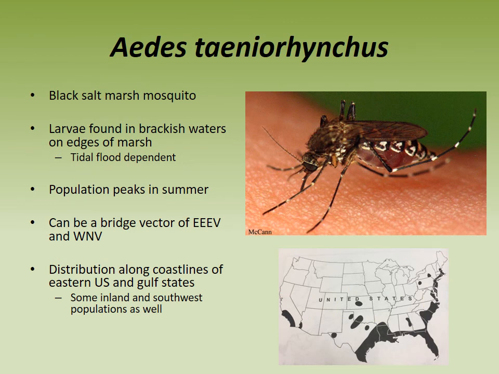Aedes taeniorhynchus, the black salt marsh mosquito, also found in those brackish water edges. Populations peaking in the summer. Bridge vectors for Tripoli and West Nile, and a similar distribution in the U.S. to sollicitans. Sollicitans tend to be larger mosquitoes than taeniorhynchus. Taeniorhynchus tend to be a little smaller between the two, but they might come off in the same areas environmental-wise.